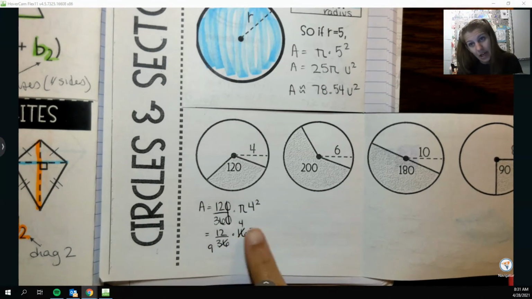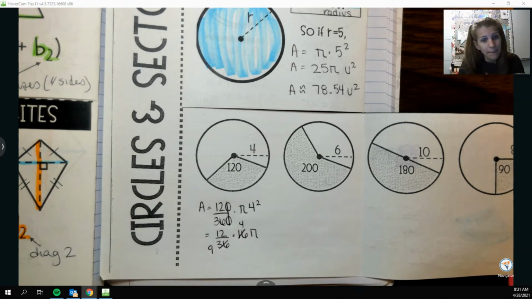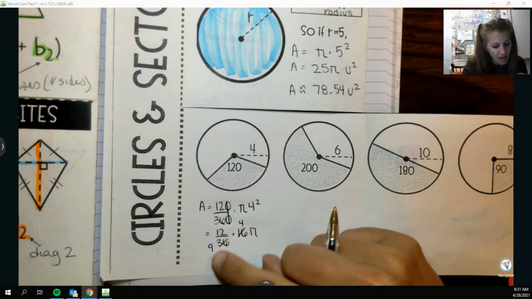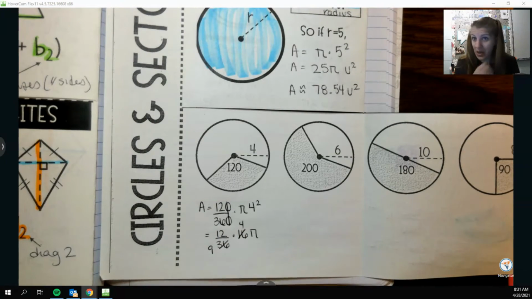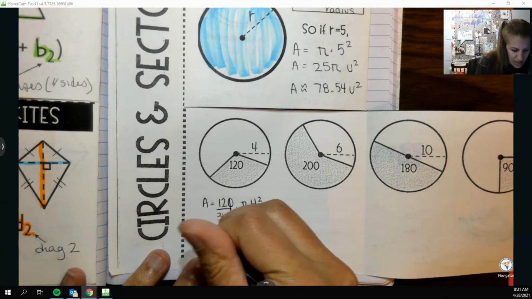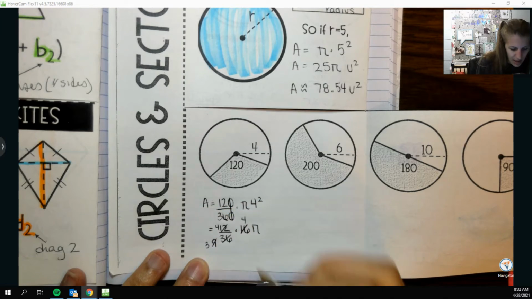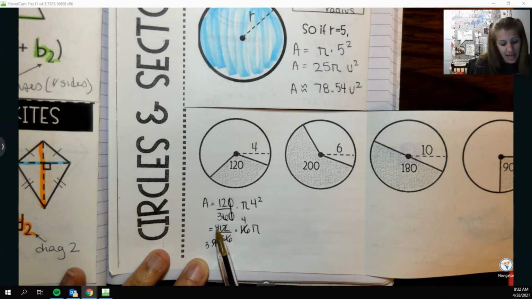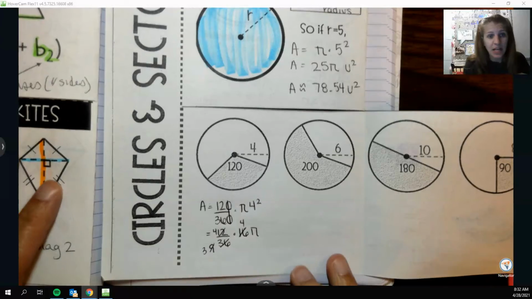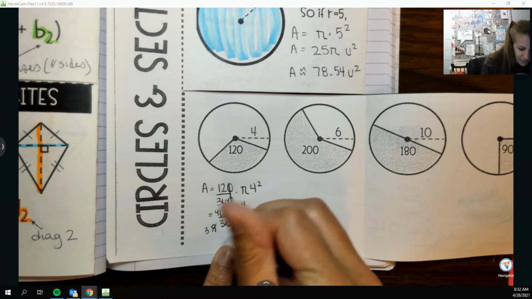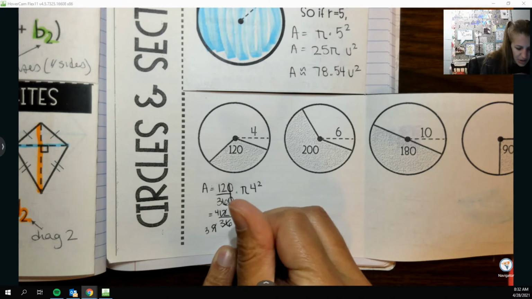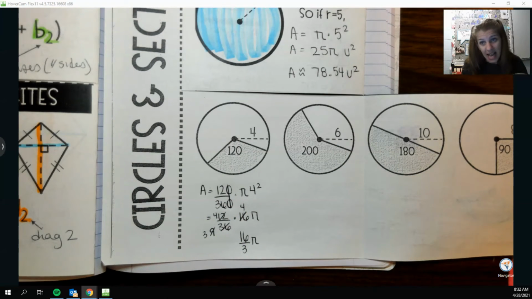And now I can't really cross cancel anymore. But I can cancel up and down right here with the 9 and 12 because 3 goes into both of those. So 3 times here and 4 times there. And remember, I can't cancel these because they're both on top. So what I have left on top is a 4 and a 4 for 16. What I have left on bottom is a 3. And so that is the exact area of this sector.